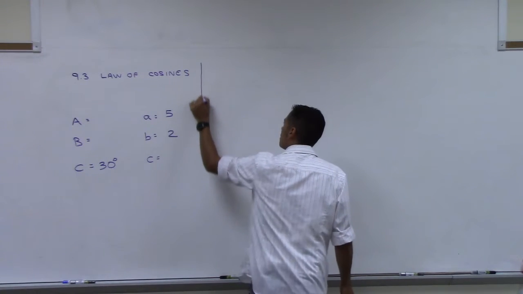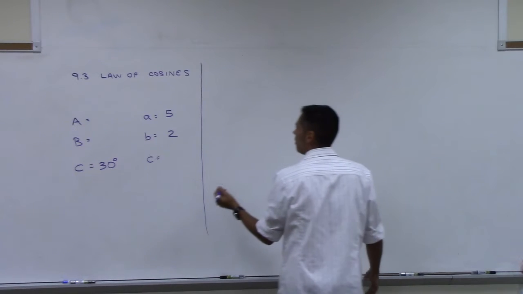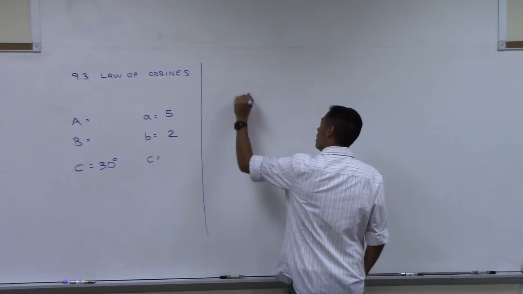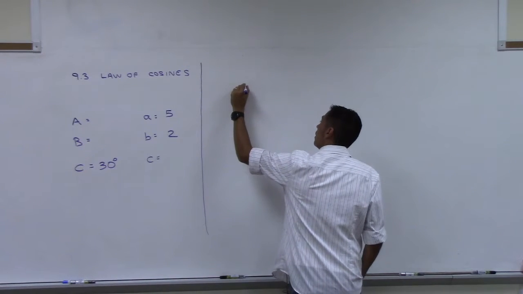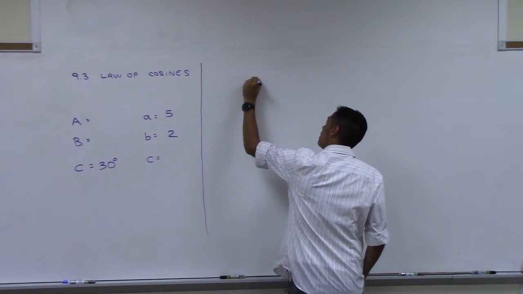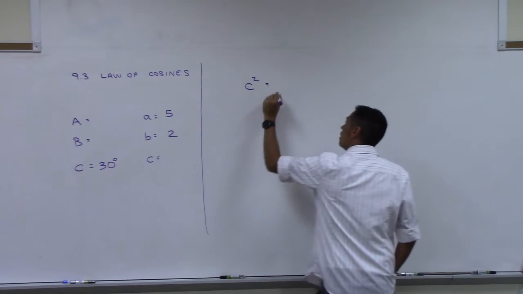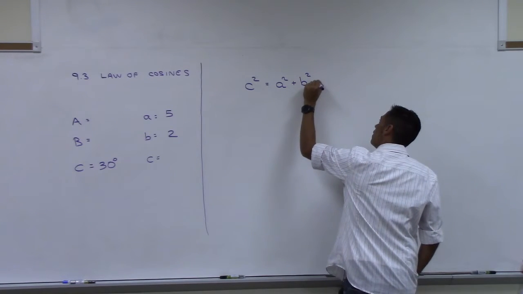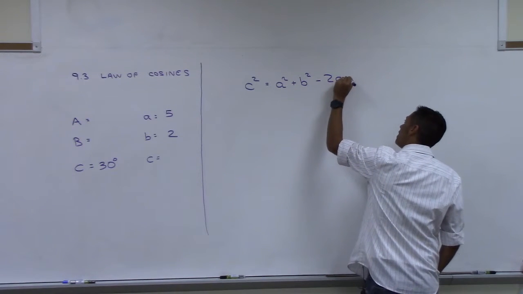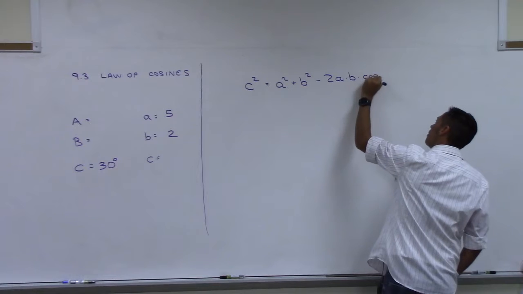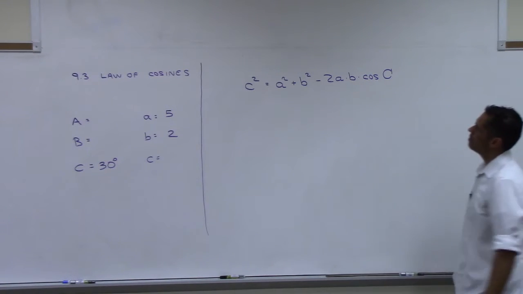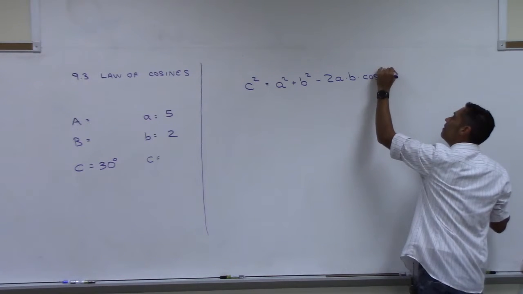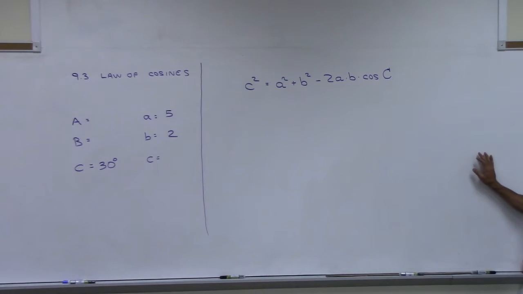So here's what law of cosines says. Here's the formula for it. Little c squared equals little a squared plus little b squared minus 2 times a times b times cosine of capital C. That's the formula for law of cosines.